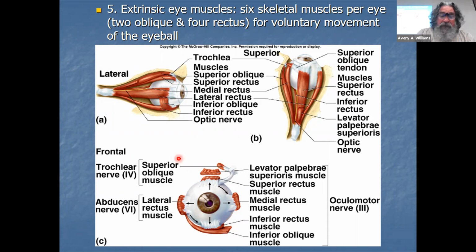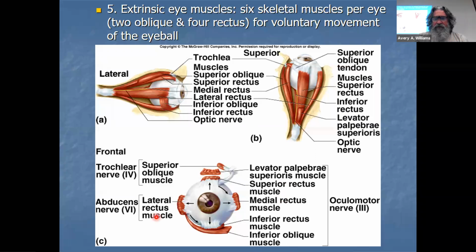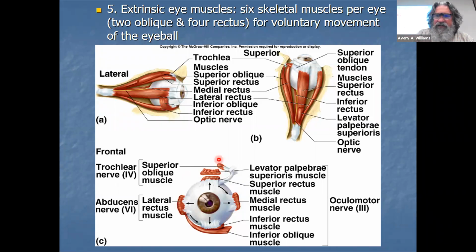And then the 6th one, which was innervated by cranial nerve number 6, the abducens nerve, innervates the lateral rectus on one side. So what you're looking at right here is someone's right eye. Their nose would be situated right here. And so when this muscle contracts, it pulls the eye in that direction.